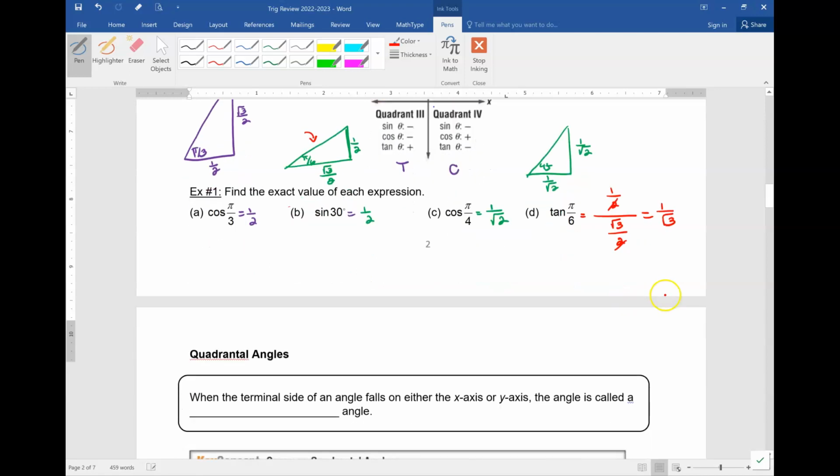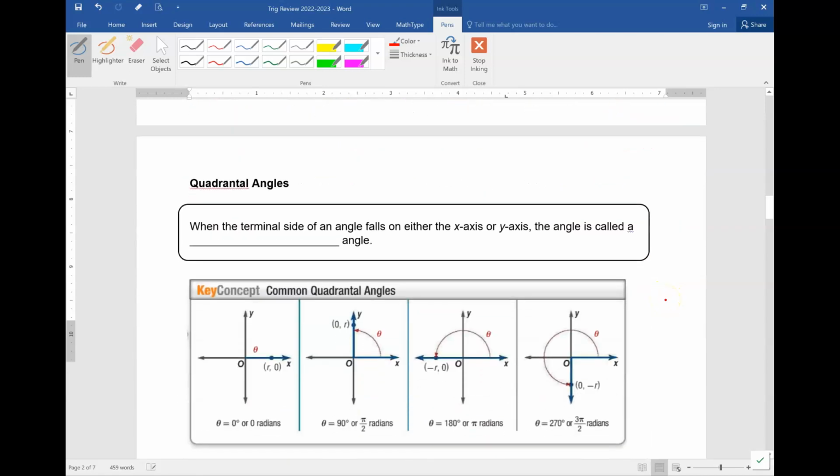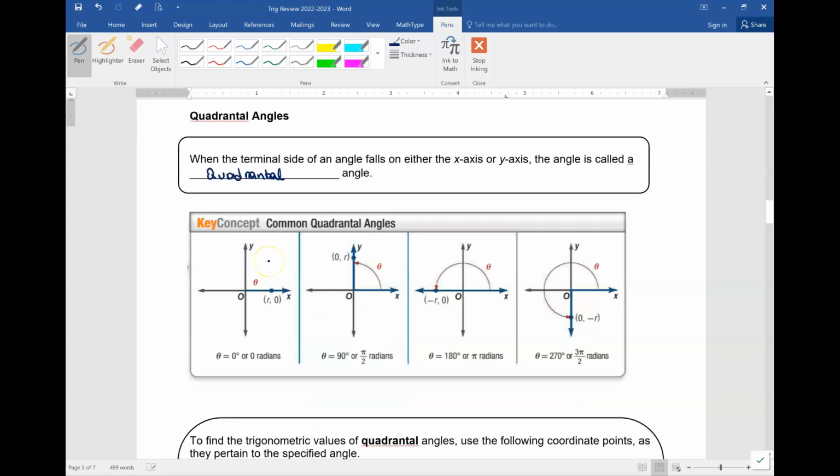All right, moving on. Quadrantal angles. Okay, first of all, what is a quadrantal angle? When the terminal side of an angle falls on the x-axis or the y-axis, it's called a quadrantal angle. So these are the quadrantal angles. 0, pi over 2, right? You see the angle, that's pi over 2. Pi, 3 pi over 2. So it falls basically on the axes.